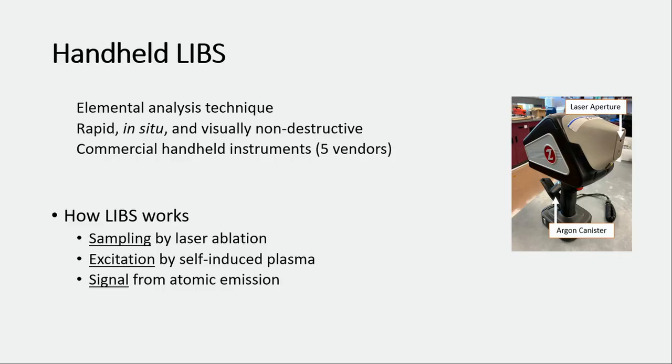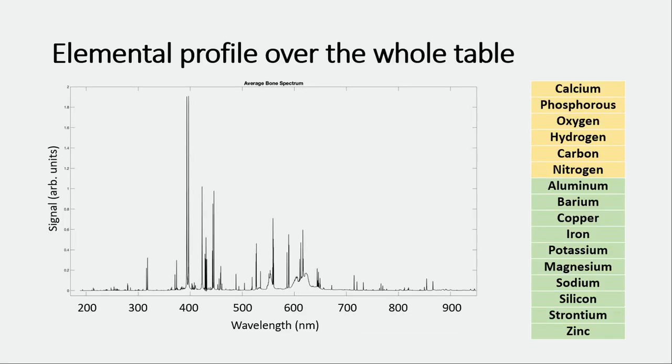And how LIBS works is very straightforward. You still do some sampling by laser ablation, and during that process, you create an excitation with a plasma that is self-induced by the material and the laser pulse itself. Then you have a hot gas, and it's just going to relax, emitting light that is representative of the different elements in the plasma. So very simple. The idea is very clear. And so what we get is something like this.